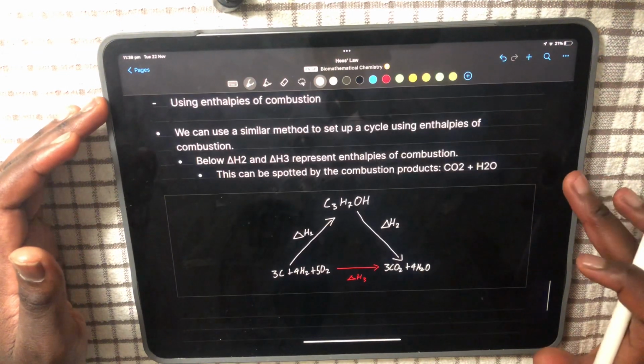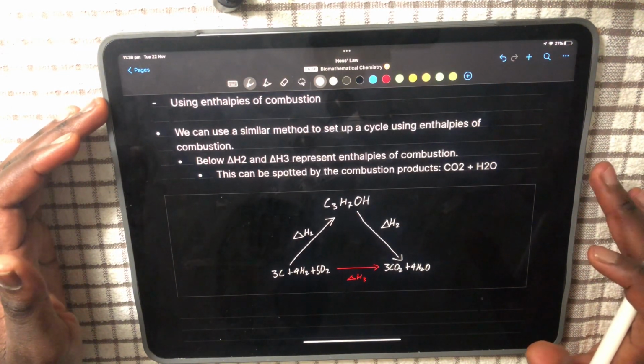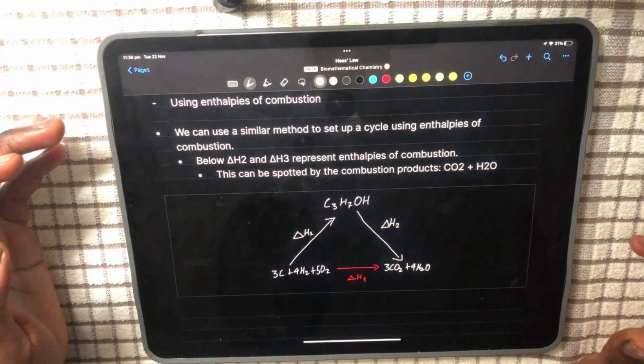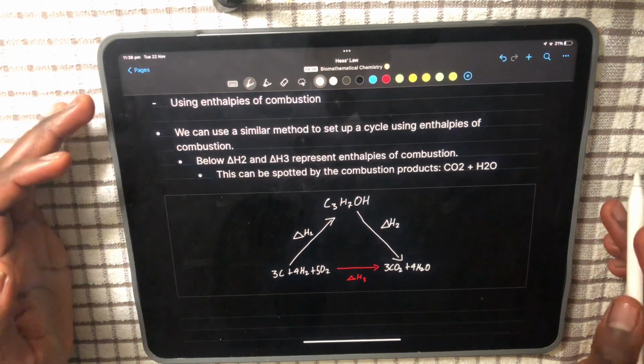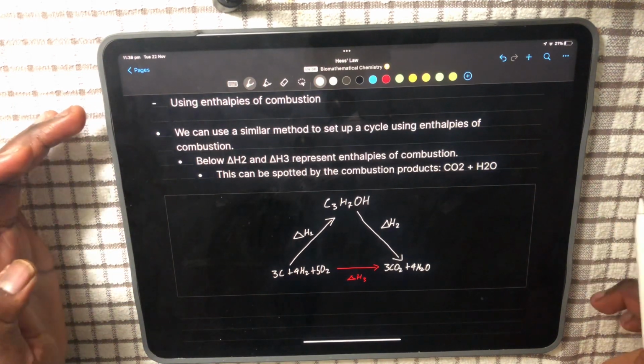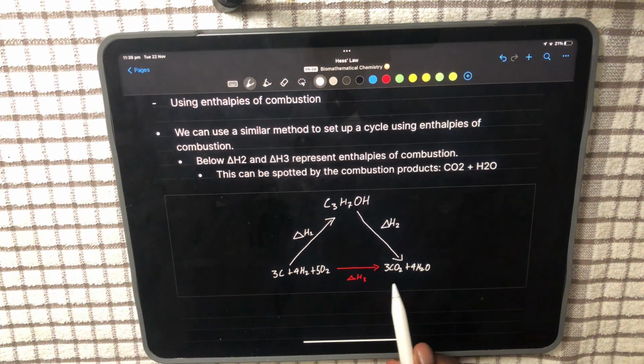So using enthalpies of combustion, we can use a similar method to set up a cycle. Below is enthalpy change 2 and enthalpy change 3, representing enthalpies of combustion, and this can be spotted by the combustion products CO2 and H2O. So we know it's a combustion reaction because we have CO2 and H2O as the products.